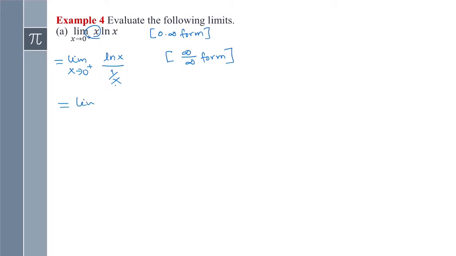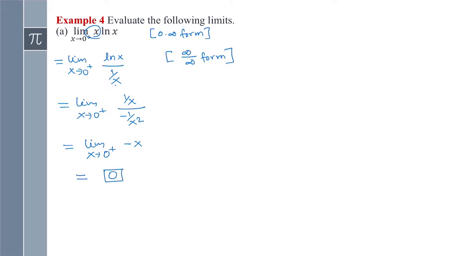So limit as x approaches 0 from the right. The derivative of the numerator is 1 over x, divided by the derivative of the denominator, which is negative 1 over x squared. Then if we simplify that, we get the limit as x approaches 0 from the right of negative x. Now if we do the direct substitution, we just get 0, and that's the limit.